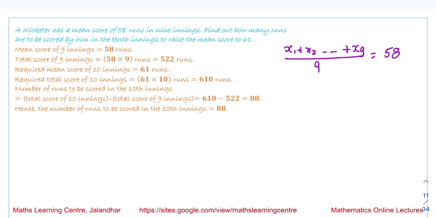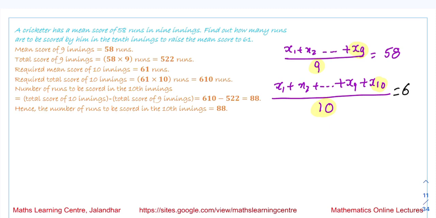Now find out how many runs are to be scored by him in the 10th inning to raise the mean score by 61. We are saying x1 plus x2 so on up to plus x9 plus x10. Now he has played 10 matches. Total number of values we have is 10. Over here the total number of values is 9. In this case the total number of matches now he has played is 10, and he has to raise the mean score to 61.